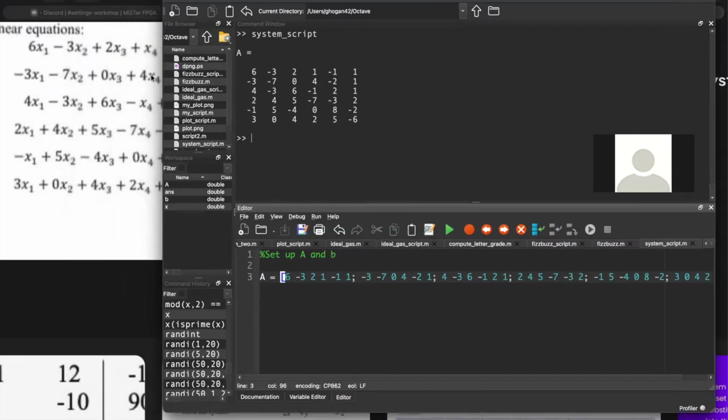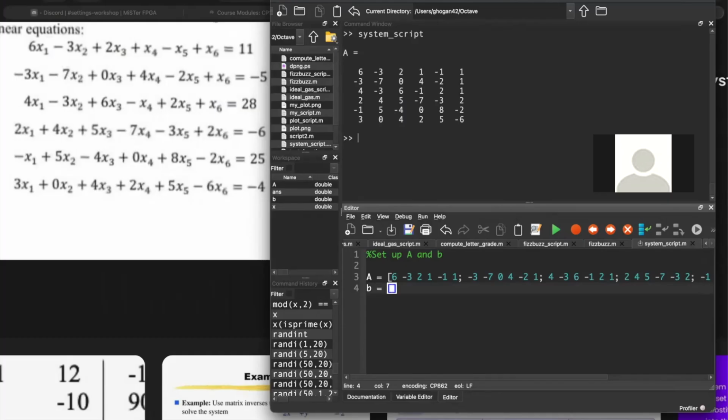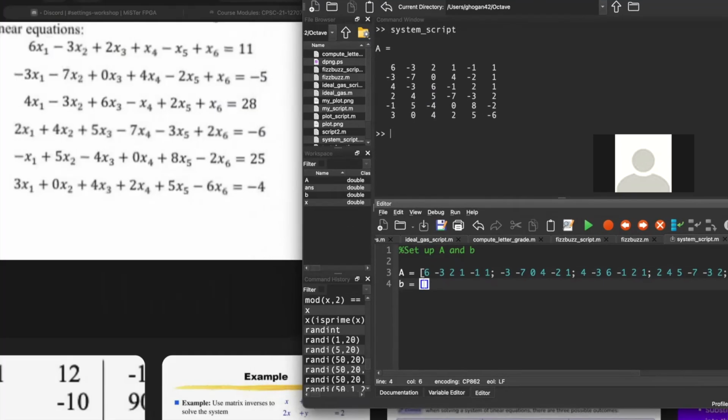Once you have that all done, that's the A, I can go down to the next row and type in the B. The B, if you remember, is just the list of all the coefficients from the other side. So this one is 11, -5, 28, -6, +25, -4. I just typed in these numbers in a row. It needs to be a column, so I'll put an apostrophe at the end.